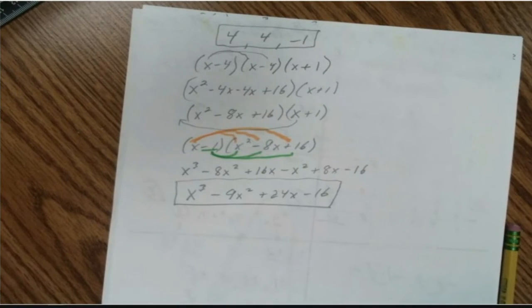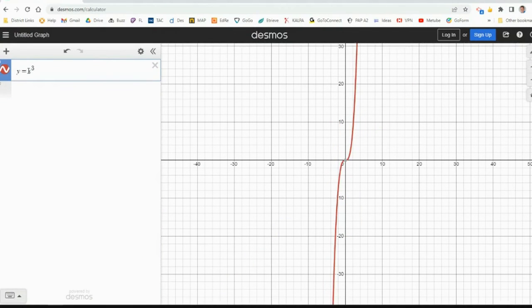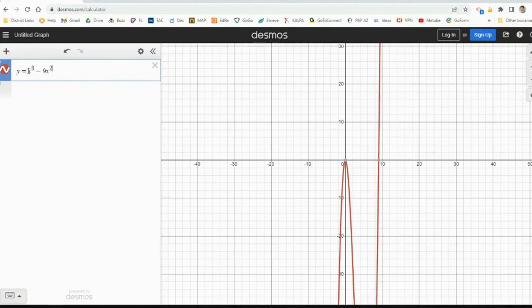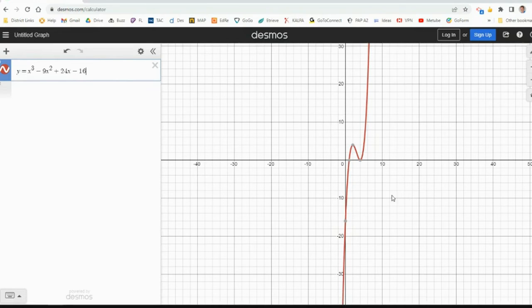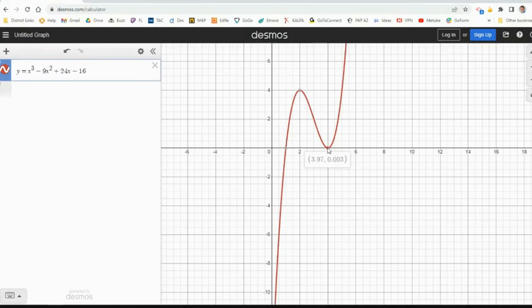Now let's prove that to ourselves that we're correct. Let's see, do I still have the Desmos window? I do still have the Desmos window. All right, so let's change this to x to the third minus 9x squared plus 24x minus 16. That's what we said it was. Now, if we look at the graph, we see at 4, it bounces. It does not cross the graph. That's true when you have two roots of the same. And we have two roots of 4, so it bounces.